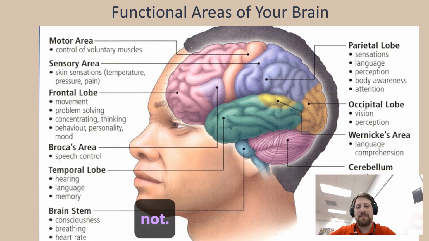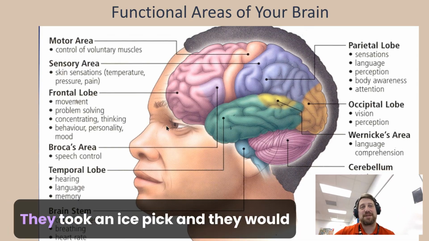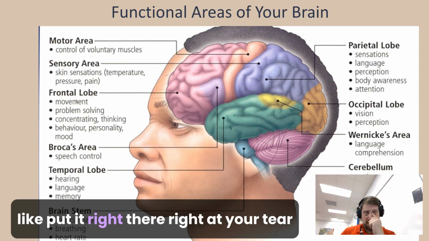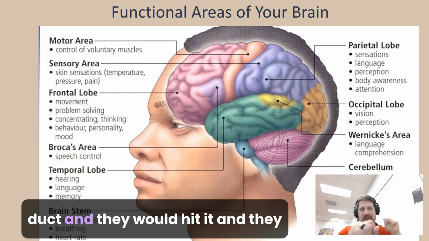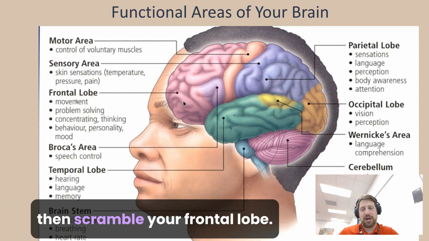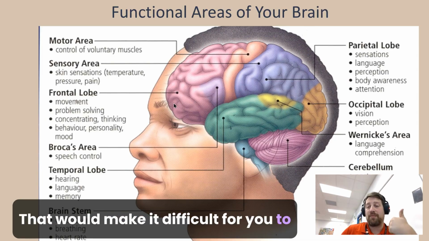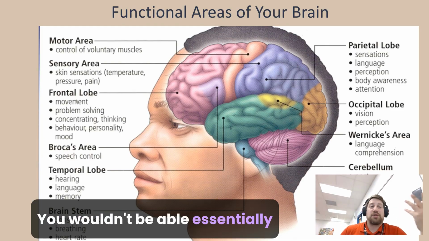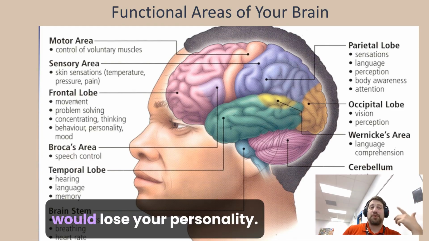I don't know if you ever heard of that or not, but a lobotomy is really, really messed up. They took an ice pick and they would put it right at your tear duct, and they would hit it, and it would pop a spike into your brain and then scramble your frontal lobe. That would make it difficult for you to function.